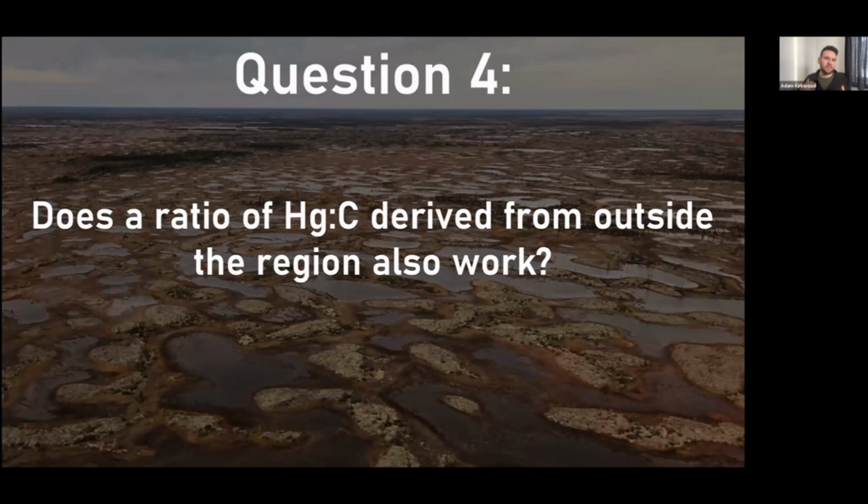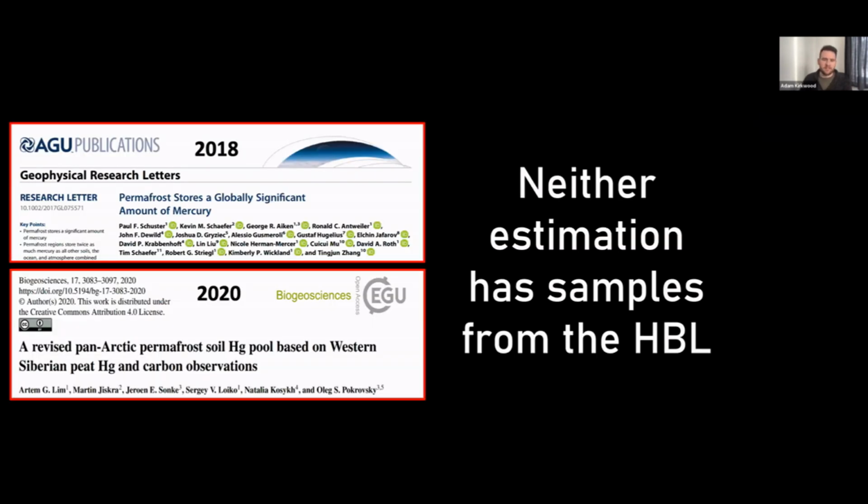So now I'm going to pose the opposite question. If we take a mercury to carbon ratio derived from elsewhere and apply it to our region, what's going to happen? I'm going to do that with these two papers that I introduced at the beginning, the Schuster et al. 2018 paper and the Lim et al. 2020 paper. Both of these papers estimated how much mercury is stored in the full circumpolar north, but neither of them have samples from the Hudson Bay Lowlands.